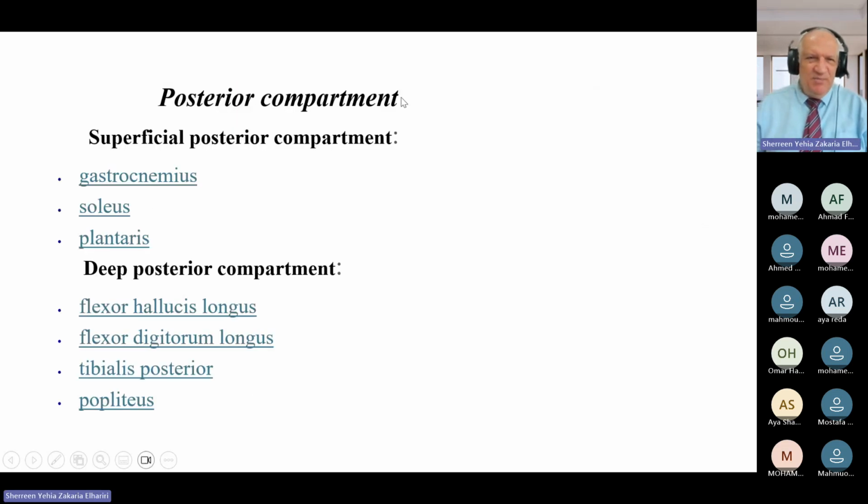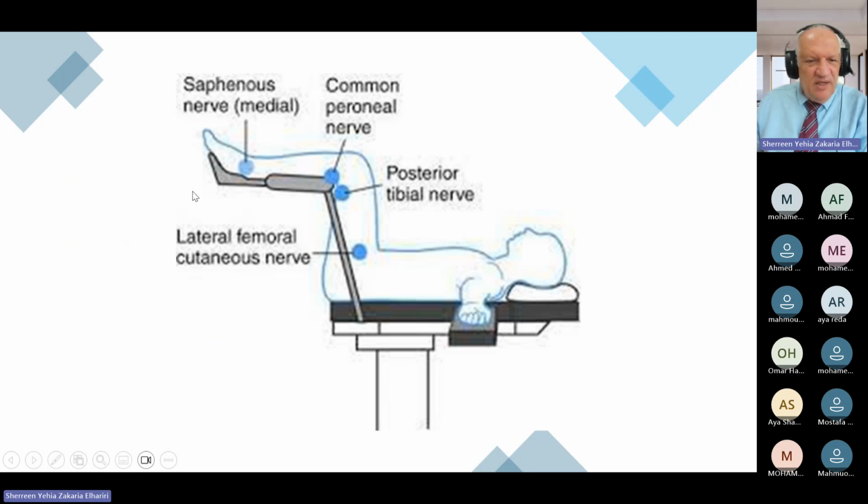So in the posterior compartment of the leg, we have the superficial part, three muscles: gastrocnemius, soleus, plantaris. In the deep part, we have flexor hallucis longus, flexor digitorum longus, tibialis posterior, and popliteus muscle. I'm about to finish, so don't be worried. This is the position of the patient during surgery, and one of the complications of patient position is that you can compress the common peroneal nerve, and it can cause drop of the foot, so foot drop. So it's very important.